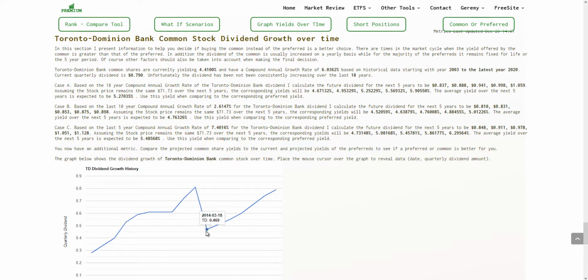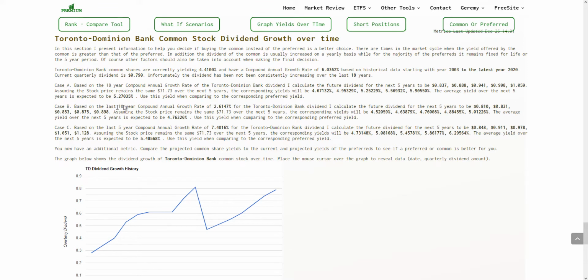Case A. Based on the 18-year compound annual growth rate of the TD dividend, I calculate the future dividend for the next 5 years to be starting at 83 cents and ending at $1.06. Assuming the stock price remains the same, $71.73 over the next 5 years, the corresponding yields will be 4.6%, 4.9%, 5.2%, 5.5%, 5.9%. The average yield over the next 5 years is expected to be 5.2%.